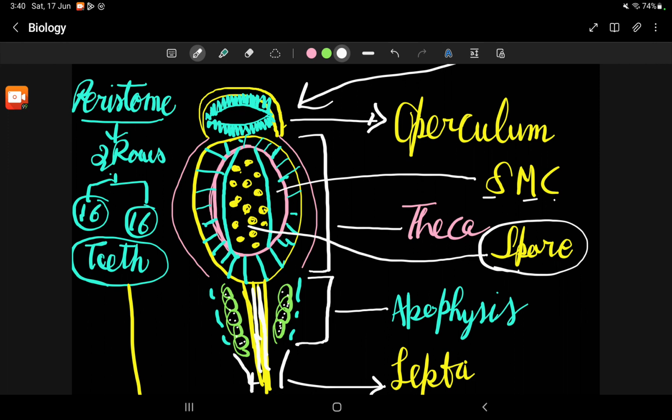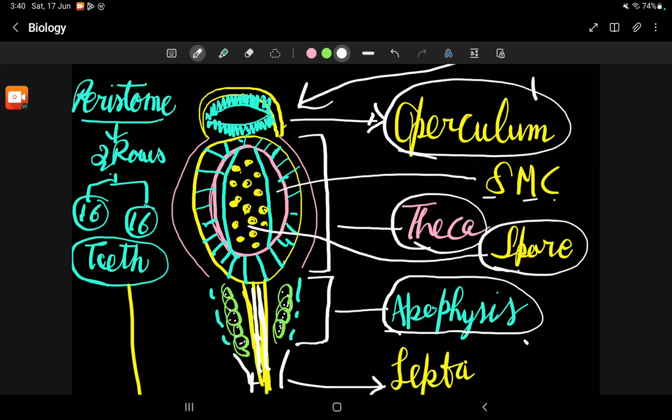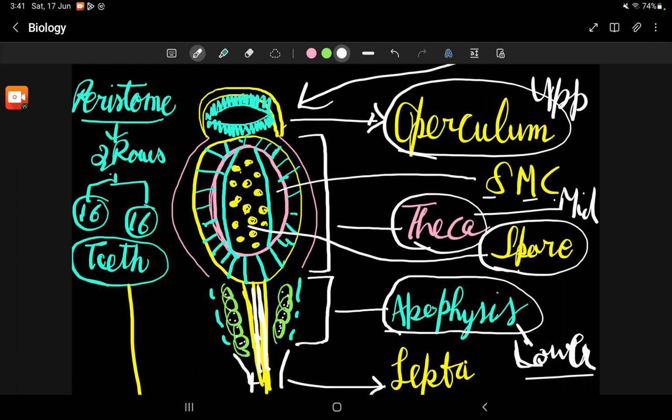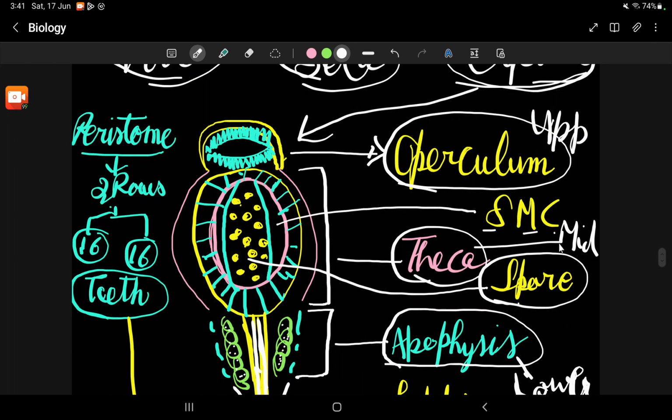The question arises: apophysis is which part of the capsule, lower or middle, and theca is which part of the capsule? The operculum is the upper part of the capsule. Theca is the middle part of the capsule, and apophysis is the lower part of the capsule. This question is asked many times in many exams. The next very important topic is the peristome. This is like a mouth. Operculum is the lid, and peristome holds the teeth.